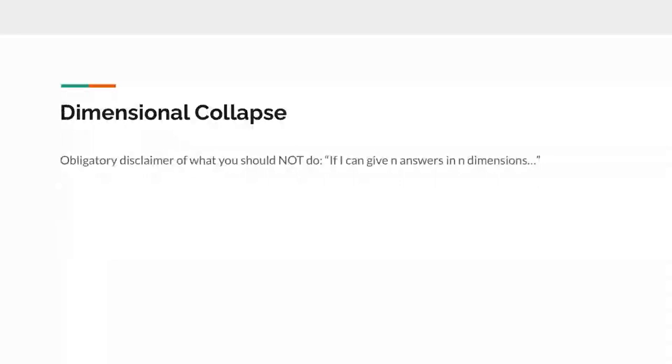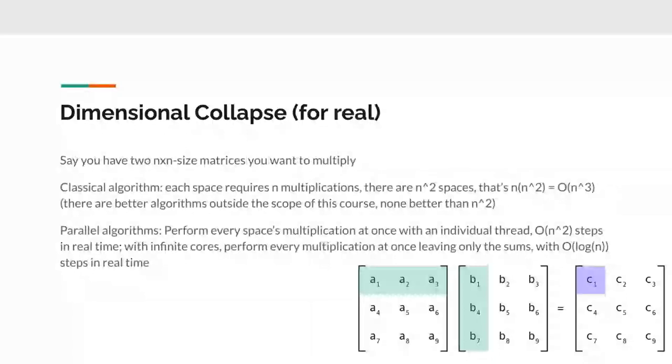So the dimensional collapse, you should not do this. If I can give n answers and n dimensions, don't try to create extra timelines just to solve your problem. It won't work. You will die of exhaustion. And also you will be killing millions, if not billions, of your alternate selves. Don't try it.